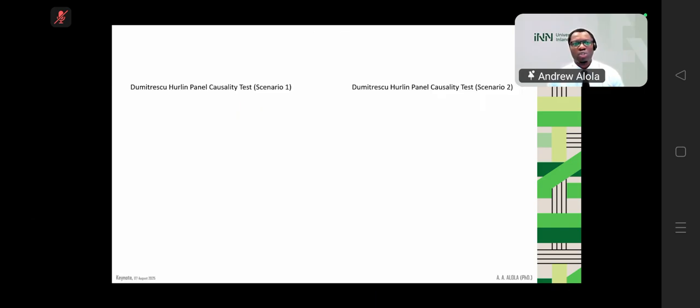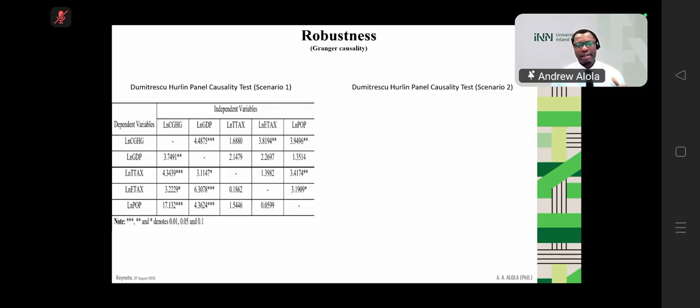So what we did was also to do some kind of robustness examination, and see if what we have in this robustness examination is the same as our main examination, and it actually gave us the same thing.